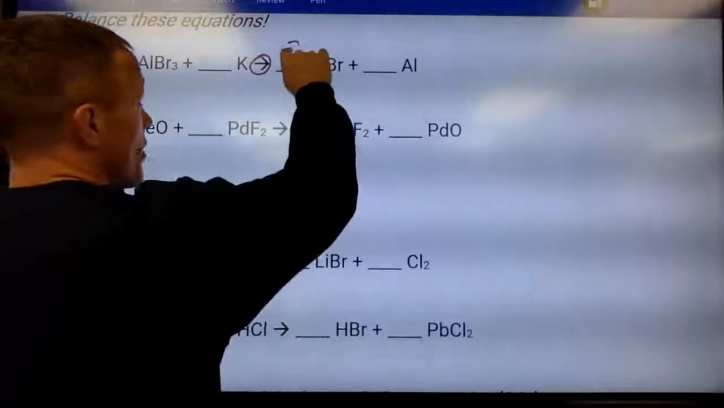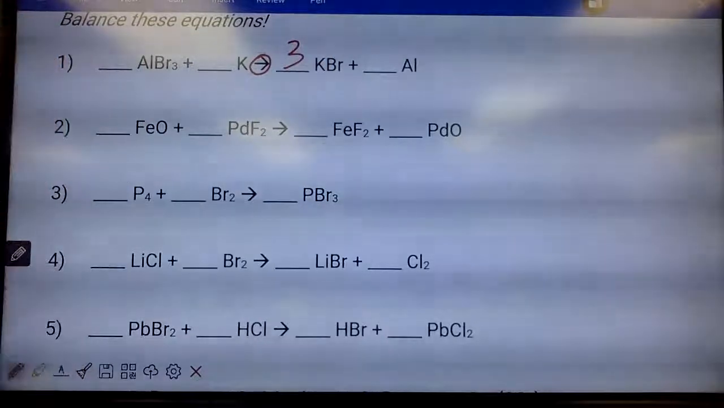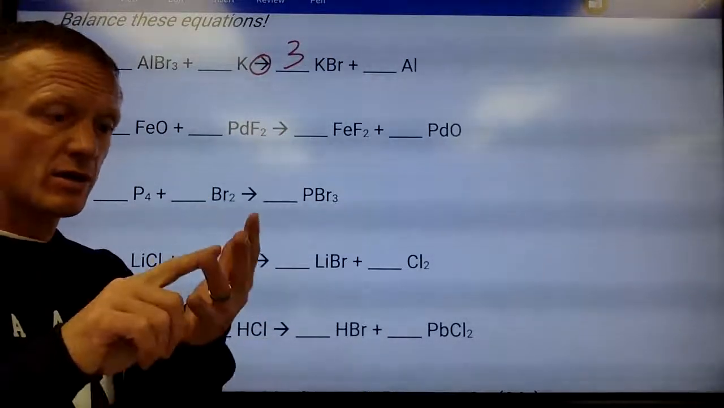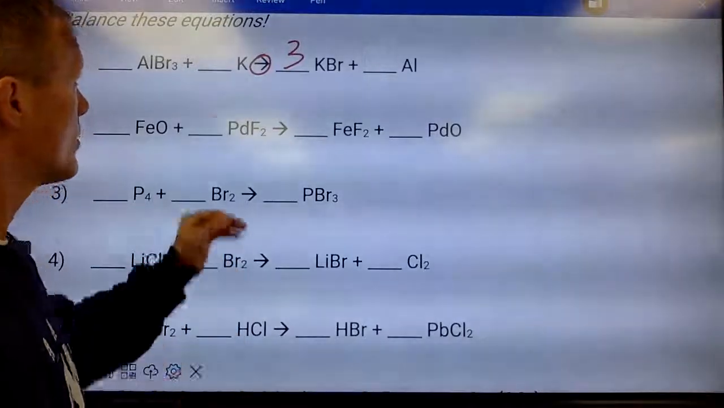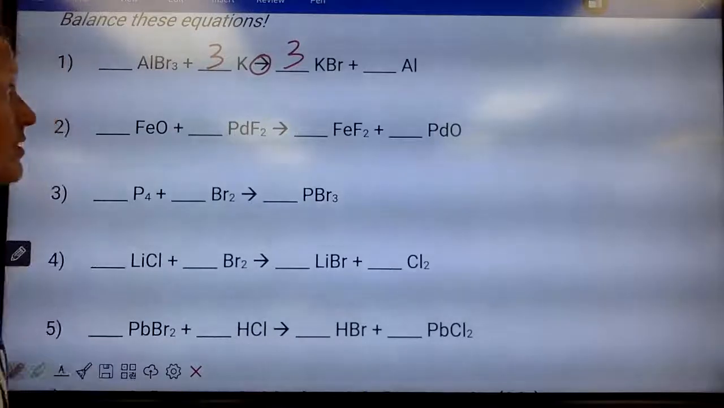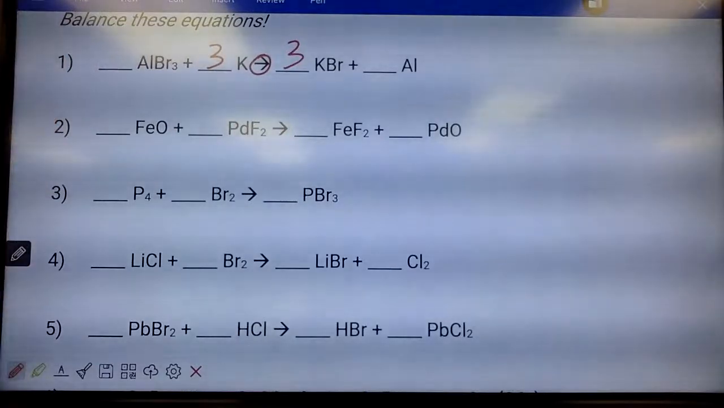So we're going to put a 3 out in front of there, which triples everything in that compound. It means you have 3 molecules of KBr. So you have a KBr, a KBr, and a KBr. So that means we also have 3 potassiums. So we're going to put a 3 out in front of there. Gives us 3 potassiums. I think everything's equal.